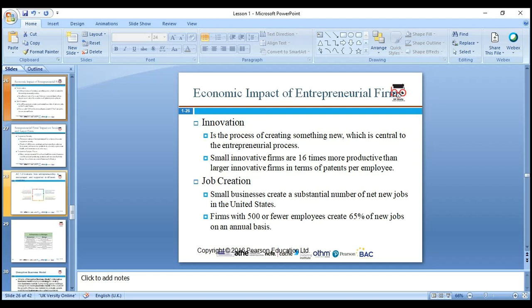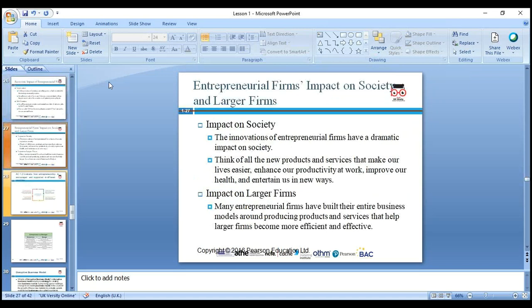Economic impact: innovation is the process of creating something new, and job creation. These businesses create a substantial number of jobs, and the government always offers them some training to increase this, because ultimately it boosts jobs within a country. So entrepreneurial firms impact society at large.